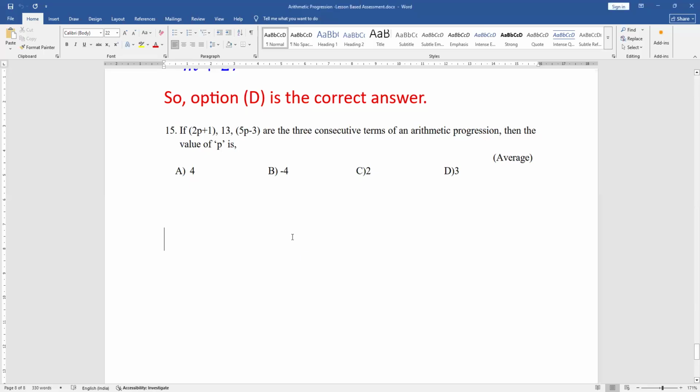Okay, now we move on to the 15th question. If 2p plus 1, 13, 5p minus 3 are the three consecutive terms of an arithmetic progression, then the value of p is, so we have four options: 4, minus 4, 2, and 3.